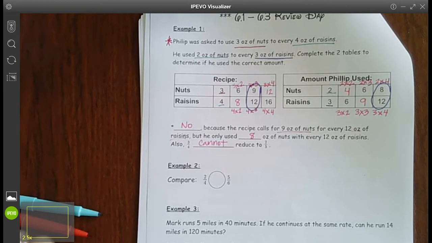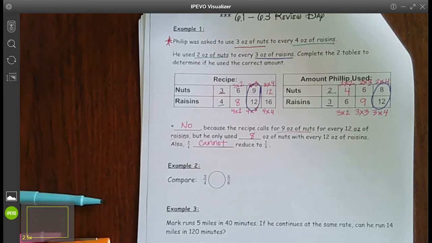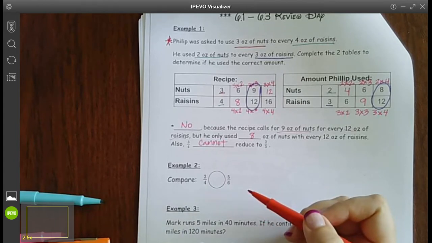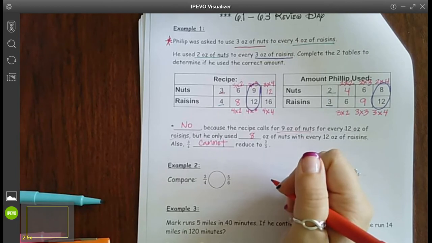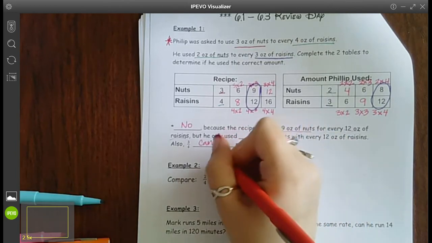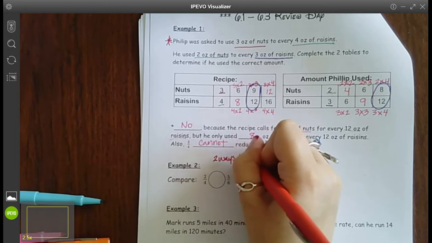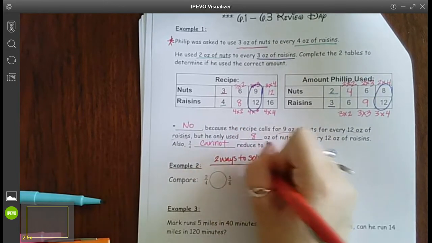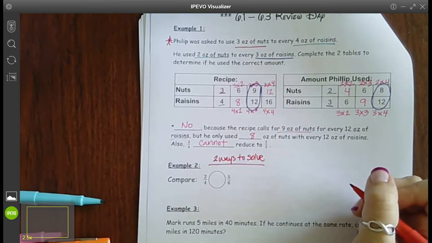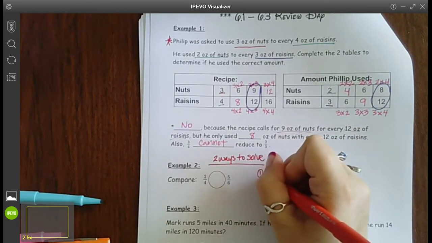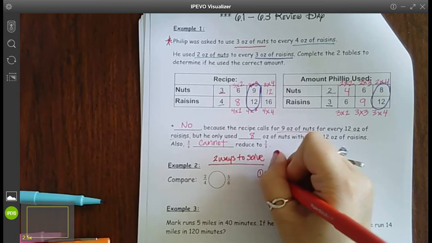Now, the next thing they ask you to do in this unit is to compare ratios. Remember, fractions are just a fancy word for ratios, right? When I'm asked to compare them, there's two ways that I can solve. The first way is the way that I prefer. Change them both to decimals.